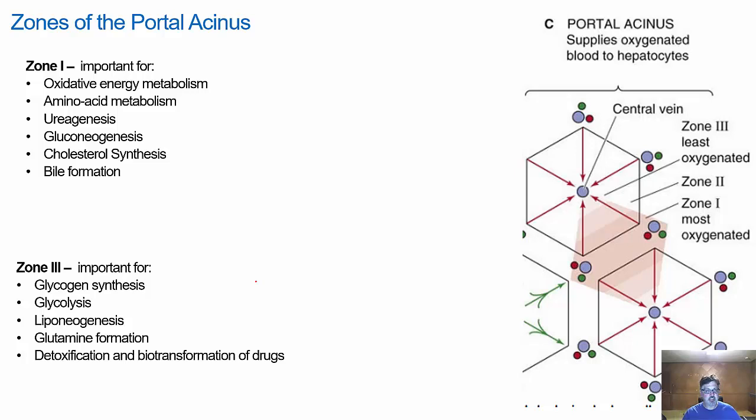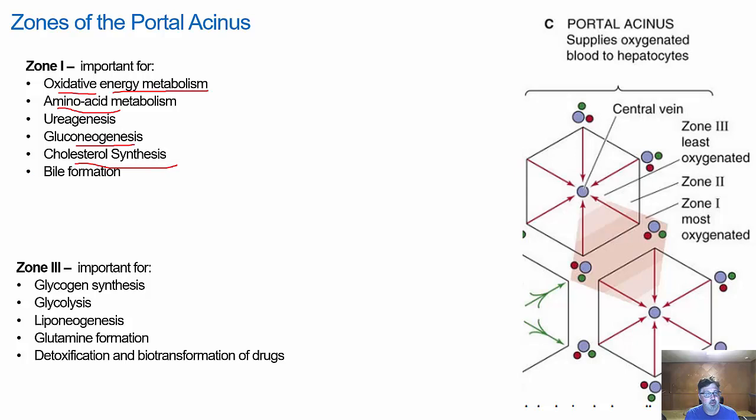Now, chemically speaking, or metabolically speaking, we see different reactions going on in different zones. So, for example, zone 1, that's most oxygenated, this is carrying out oxidative energy metabolism. It's breaking down energy for metabolism. Also, you'll see most amino acid metabolism going on here as well. You'll also see the formation of urea. We'll talk about urea with the urea cycle, and gluconeogenesis and cholesterol synthesis as well. So there's really a lot going on in zone 1.